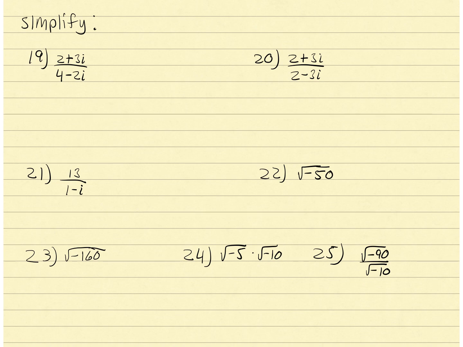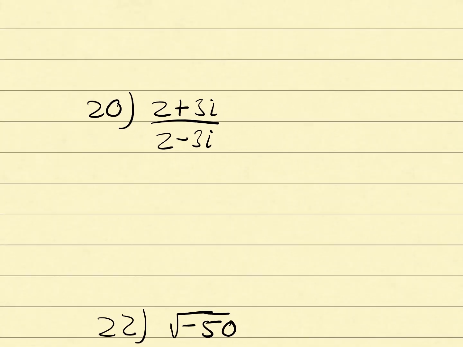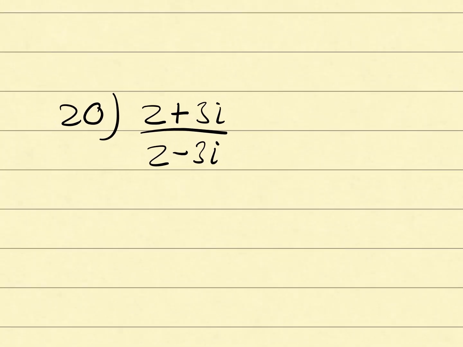Okay, so we got a couple more. Right, let's try number 20 on the next page. So we have (2 plus 3i) over (2 minus 3i), and we're asked to simplify this. How would we simplify something like this? You multiply by... 2 plus 3i. Okay, yeah.